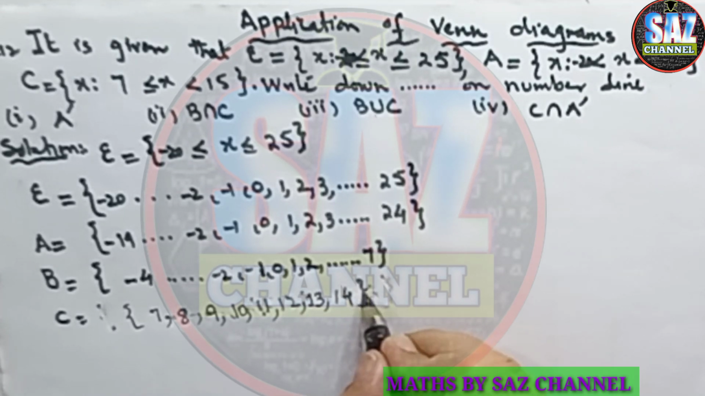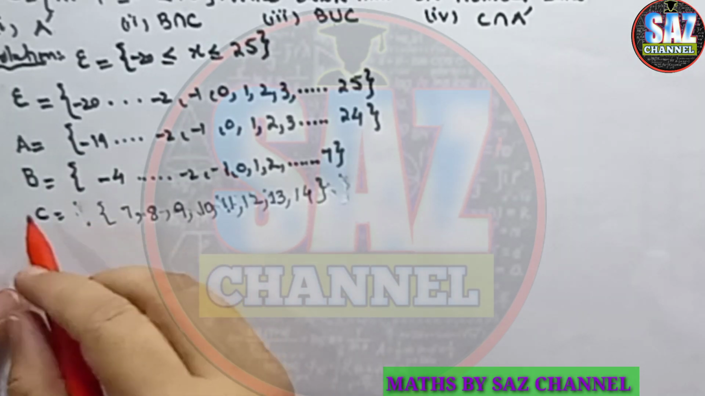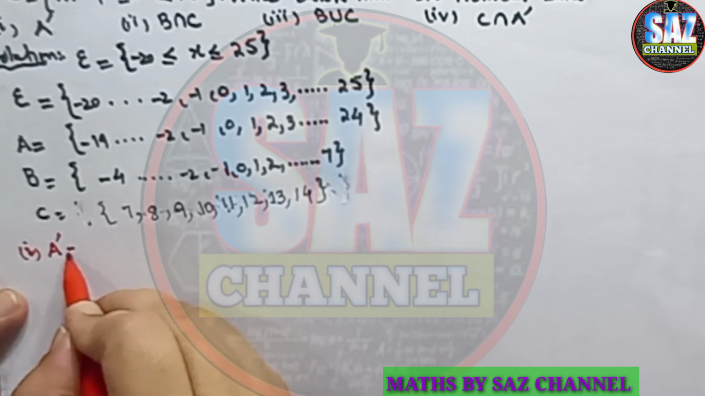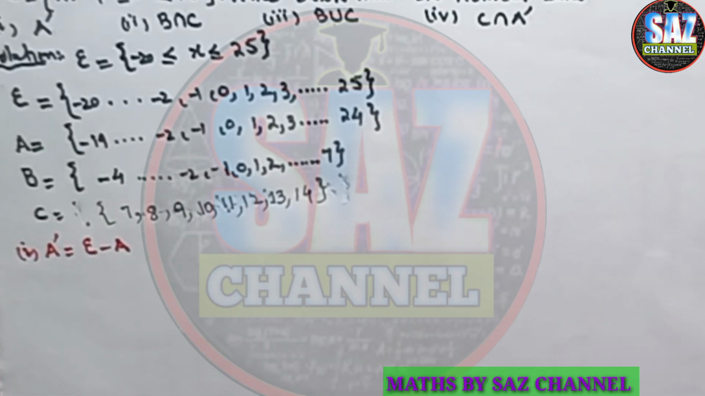So this will be set C. Now the first requirement of the question is A complement. Recall the definition of A complement. A complement means universal minus A. It's really good to write the formula and then go for the solution.